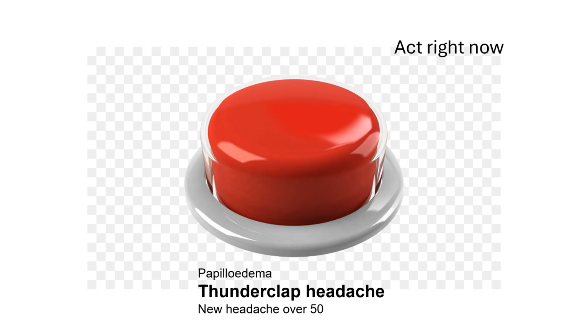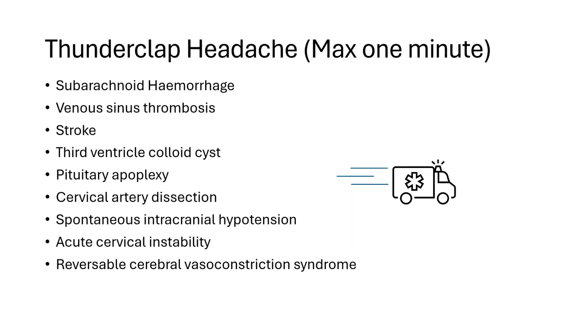Our second red button is a thunderclap headache. This is a headache that rises to its maximum crescendo in 1 minute. It's a headache like they've never had before. They often feel they've been hit over the head with a baseball bat, and these people have to go into hospital straight away. What's slightly more problematic if they come in because they can't get an appointment to see you for 3 weeks, they come in and say, I had a thunderclap headache 3 weeks ago.